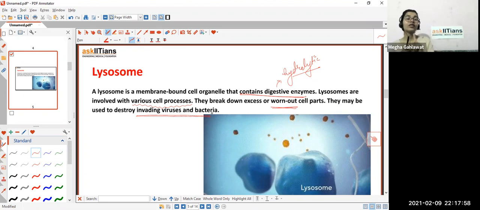But if the cell senses that it has been infected properly, it will trigger the suicidal attempt. Okay, it will just start triggering all the lysosomes to burst open and digest itself, right? So that is why they're also called the suicidal bags.